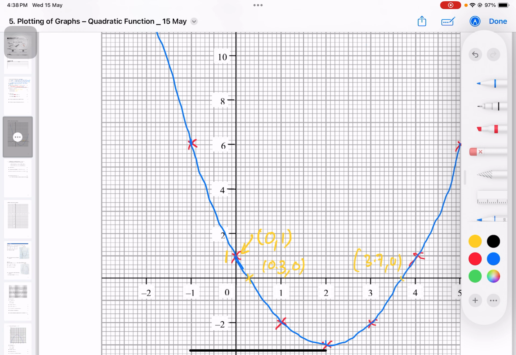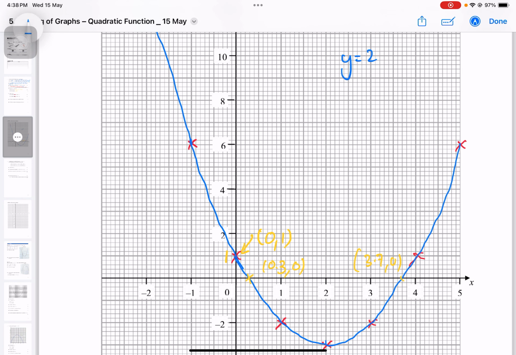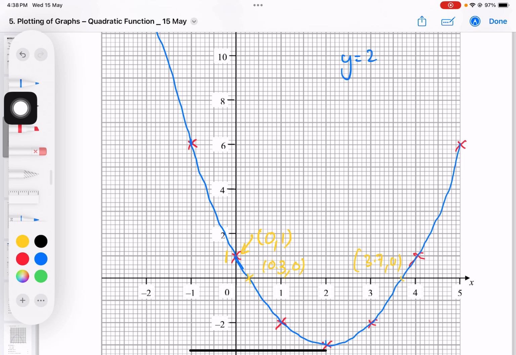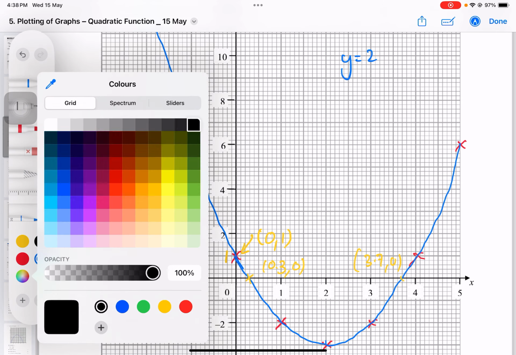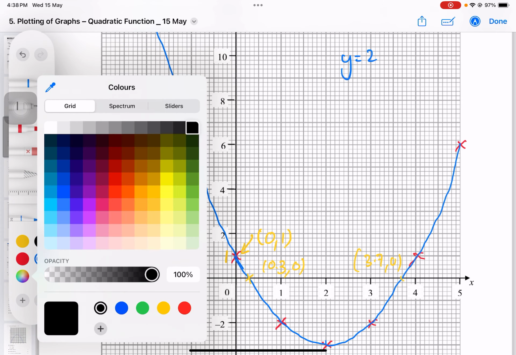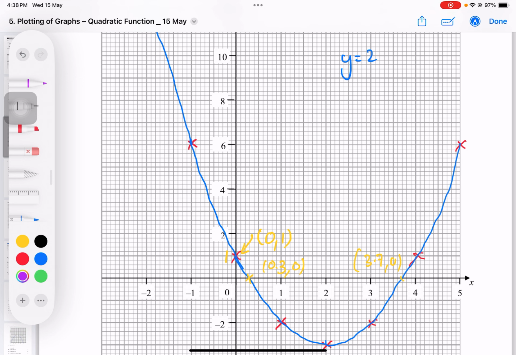Let me erase this first. y equals 2 is a horizontal line, so I will draw the line from here all the way to here. When it cuts the curve, remember, maybe I don't use the blue. I use another color, maybe purple, to represent y equals 2. This is y equals 2.